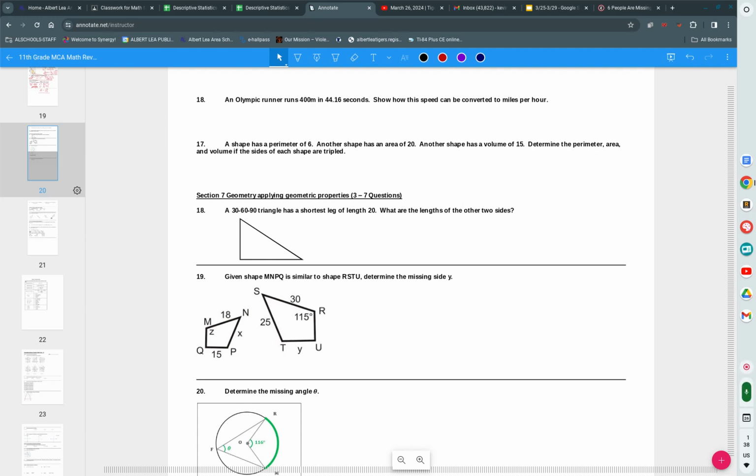Runs 400 meters in 44.16 seconds. That is a fast time. Show how the speed can be converted to miles per hour. So I have 400 meters in 44.16 seconds, and I'm going to convert that to miles per hour.